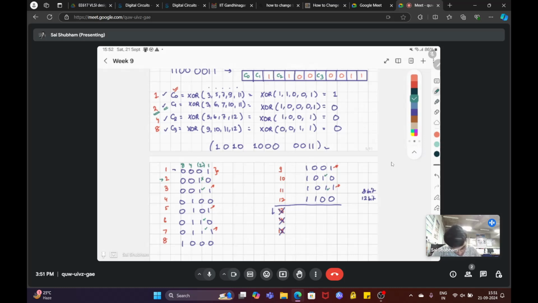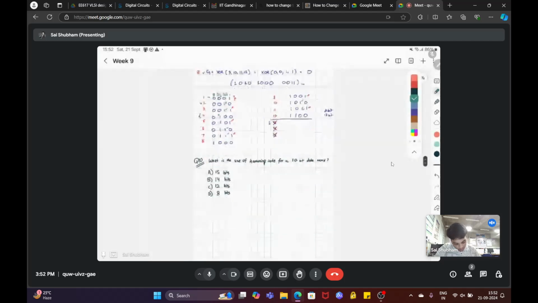For 4, you have to consider all the bits at the positions corresponding to 4. Since we are having the Hamming code at that place, we won't consider it, then 5, 6, 7, and 12. Okay, so that's how you get 5, 6, 7, and 12. So that is the solution.